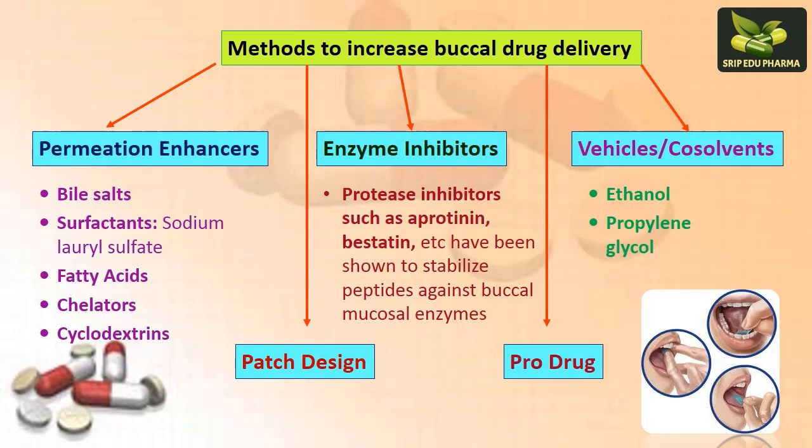The next method is that we can deliver the drug in the form of a prodrug also, and the vehicles that we can use are ethanol or propylene glycol. We also use these co-solvents or vehicles for increasing buccal drug delivery.